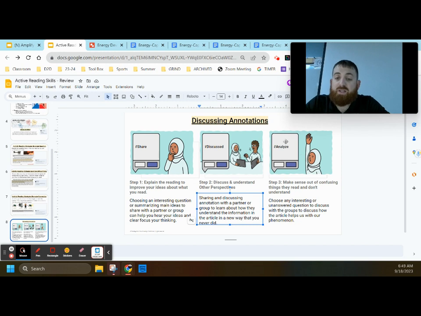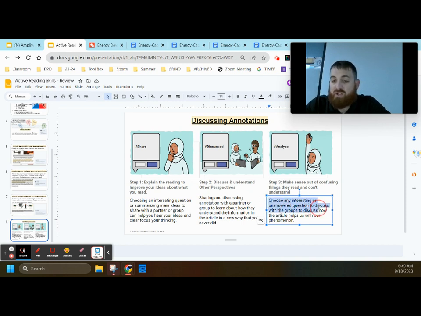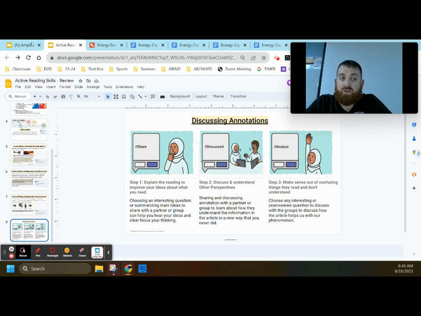And once we're done discussing, we then analyze the important stuff. This is where you make sense out of the confusing stuff or the stuff that you don't understand. This is where you choose an interesting unanswered question to discuss with a group, so that we can then better explain our phenomena, or in this case, how to help our rescue workers. So, folks, that's how we go about making our annotations that then will end in a discussion.